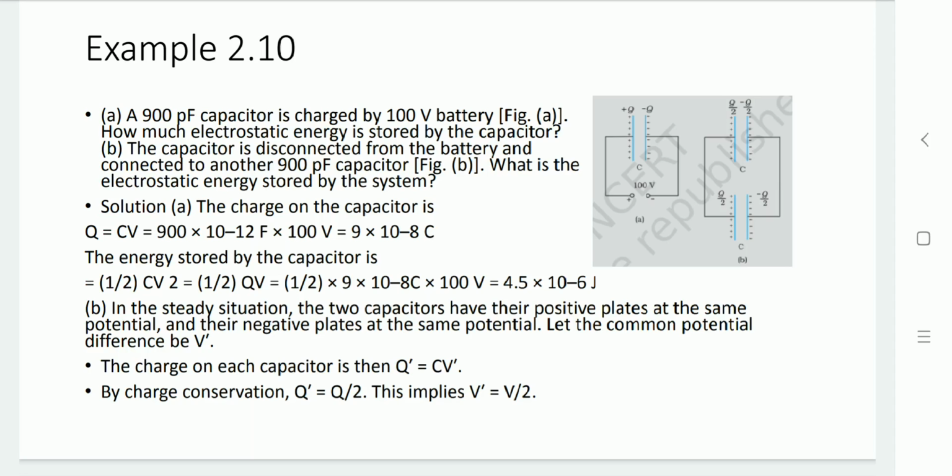Now the second portion: the capacitor is disconnected from the battery and connected to another 900 picofarad capacitor as shown in the figure. What is the electrostatic energy stored by the system? In this steady situation, the two capacitors have their positive plates at the same potential and their negative plates at the same potential. So the common potential difference is V dash. Q dash equals CV dash, where Q dash is Q by 2 and V dash is V by 2.